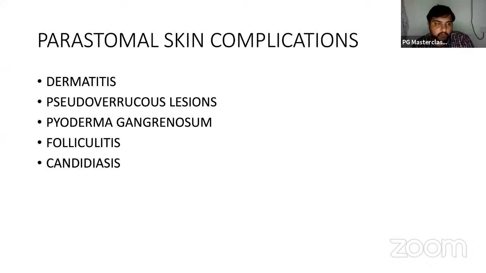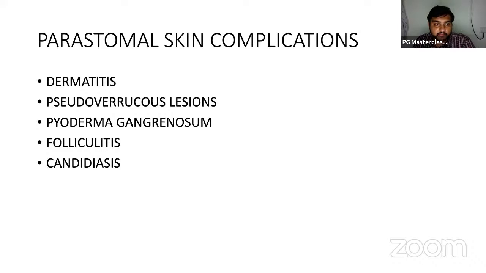Parastomal skin complications include dermatitis and pseudovaricose lesions, which are due to chronic irritation by ileostomy content. Then pyoderma gangrenosum in cases of extraintestinal manifestation of Crohn's disease or ulcerative colitis, and superficial infection with staphylococcus or candida causing folliculitis and candidiasis in the peristomal region. For all of these, ideally only conservative management is required. For pyoderma gangrenosum, we give steroids. For folliculitis, we give injectable amoxicillin and clavulanic acid. For candidiasis, we give fluconazole.